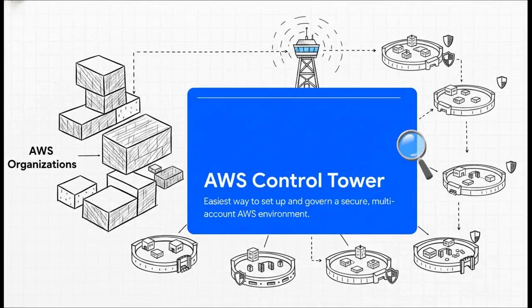Now, what's really interesting about this next tool is just how much time it saves. A really powerful tool for this corporate structure is AWS Control Tower. If AWS Organizations provides the basic building blocks, Control Tower is the pre-packaged corporate starter kit. It uses what are called landing zones to instantly deploy a secure, multi-account environment with AWS best practices and automated guardrails already built right in. It literally saves you from having to build the entire corporate structure from scratch.